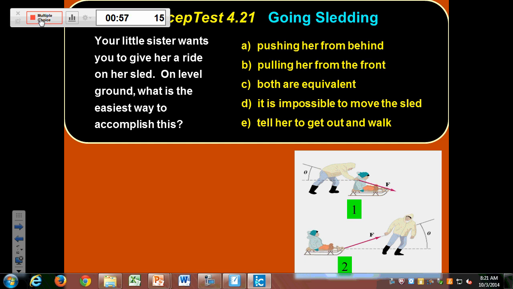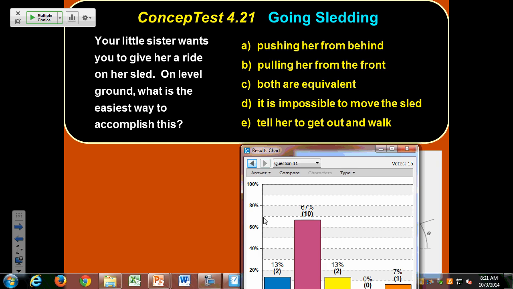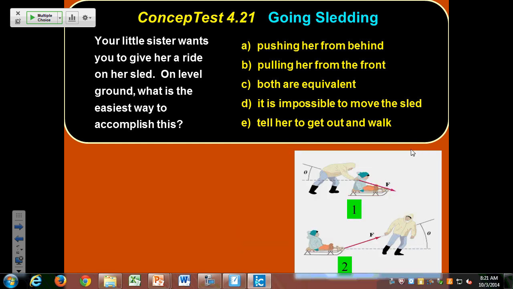All right, I'll stop at 1 minute. And that's right. By pulling her from the front, that decreases the normal force because I get my normal force, which is this way, but I also get a y component of the force that you're pulling with, and there's my weight.